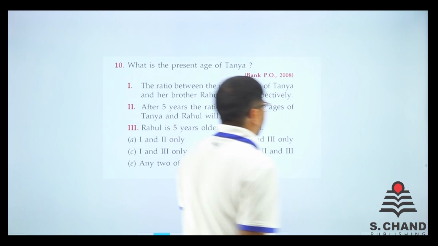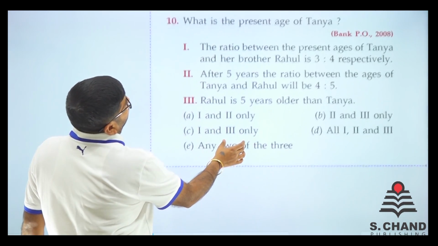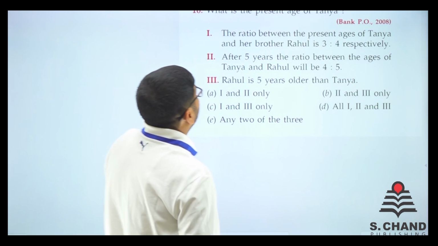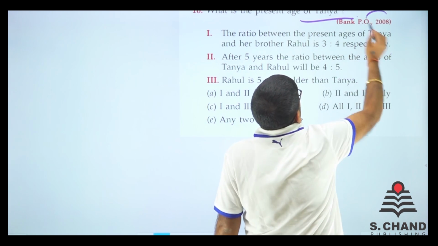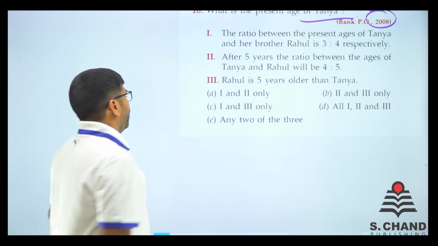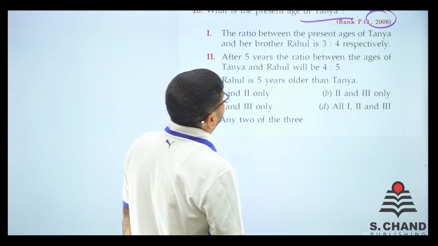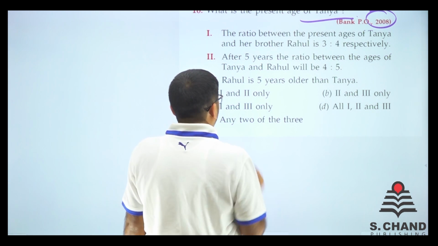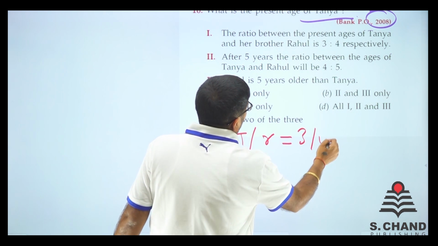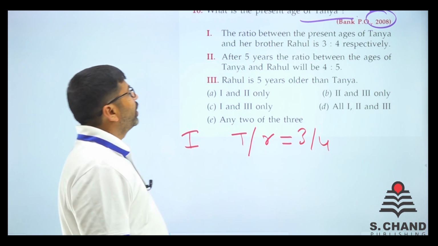चलिए आगे बढ़ते हैं दोस्तों next question की तरफ. Now in the next question we have 3 equations. Let's see क्या पूछता है वो. What is the present age of Tanya? It is like old year questions, previous year questions. Tanya की age निकालनी है. First equation, we do all the equations. The ratio between the present ages of Tanya and her brother Rahul. So Tanya upon Rahul is given 3:4. Because मैंने तान्या की T मान ली, राहुल की R मान ली, हो गया काम.